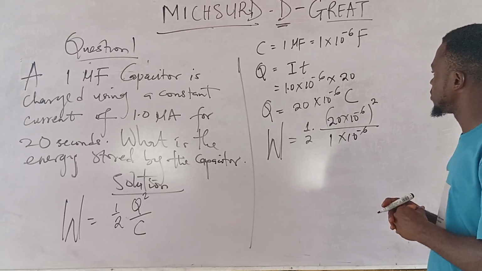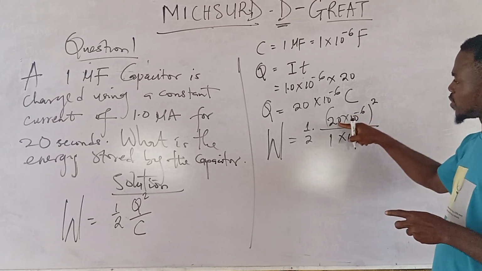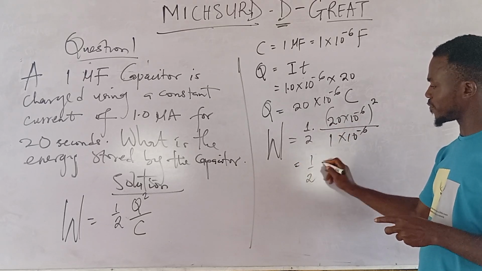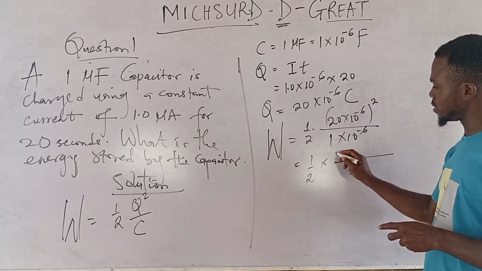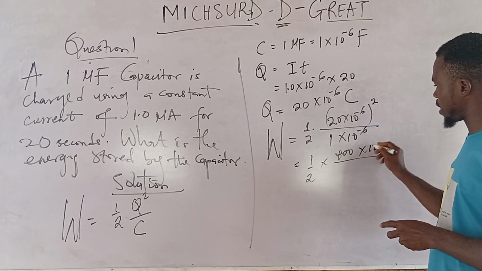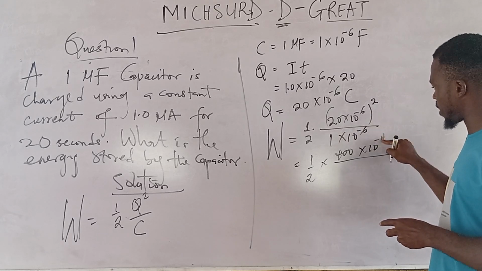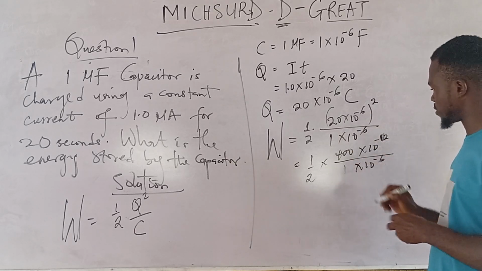So that's our C. Now what you can see clearly is the 2 is going to affect your 20 and affect this. So we'll be having half times 20 squared, which is 400 times 10 raised to the power, the 2 will multiply with minus 6, so we have minus 12. Then we have 1 times 10 raised to the power minus 6.